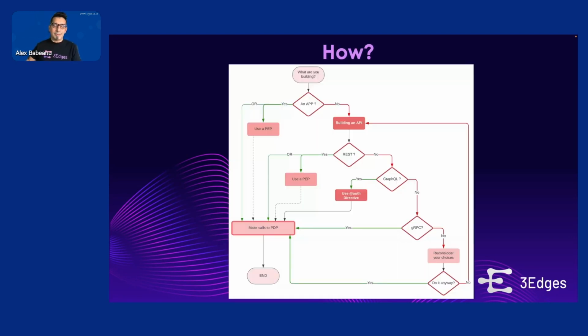So how to do it? Well, I did this pretty fancy but maybe useless flowchart here. Essentially, if you have an app, you can use a policy enforcement point or make calls to this external system. If you have a GraphQL API, you should probably use these new fancy annotations and make calls to this external system from there. And anything else should use maybe those direct REST or not REST calls.